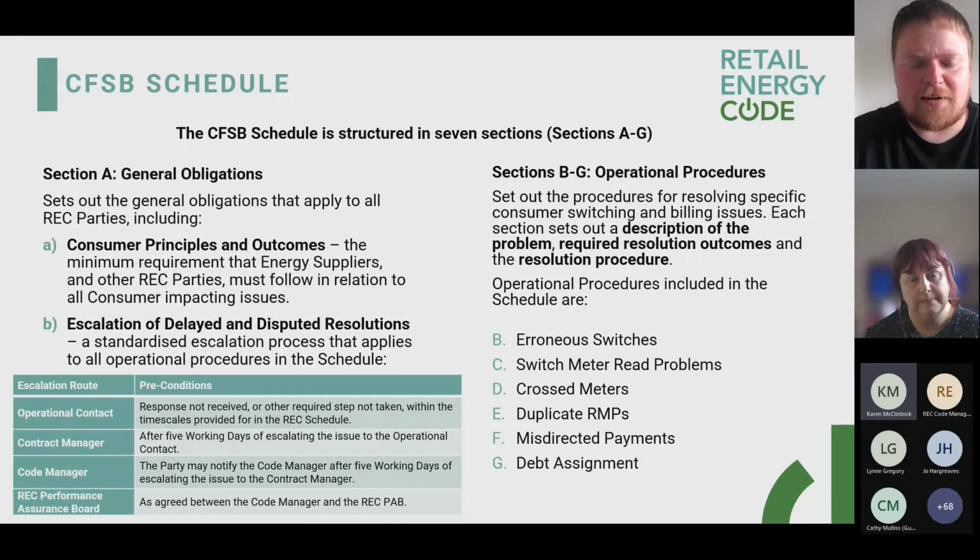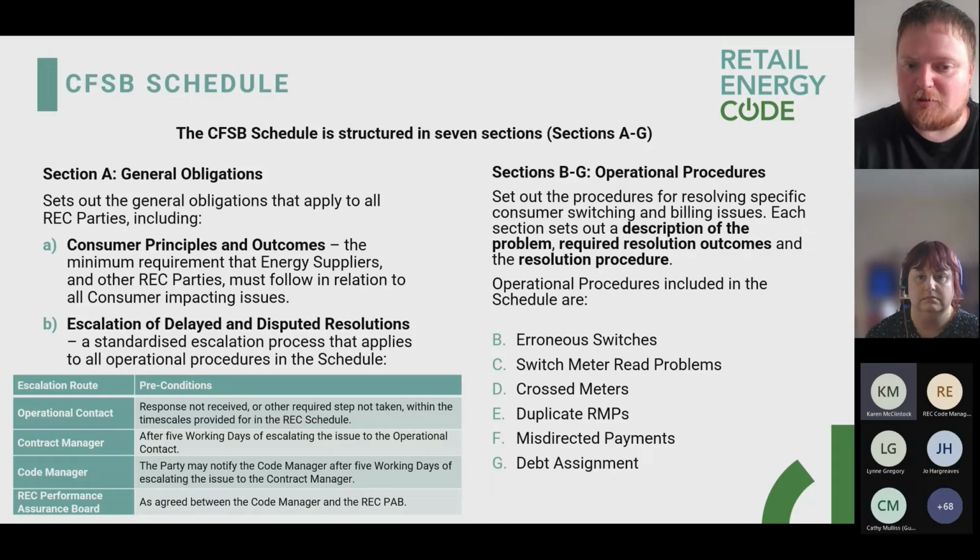I just want to talk through a bit about how the schedule's been drafted and structured. It's quite a large document, but it's split into 7 sections. Broadly, that is section A, which sets out the general obligations that apply to all parties who are required to comply with the schedule. And sections B to G are individual operational procedures that set out the various problems, description of those problems, the required resolution outcomes, and the resolution procedure for each of those. And those are specific for the issue that's been defined.